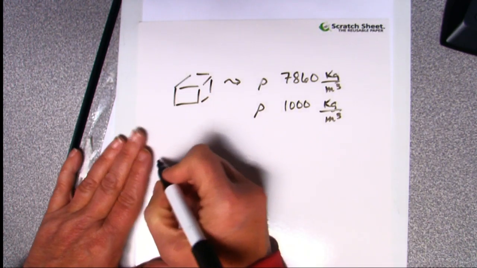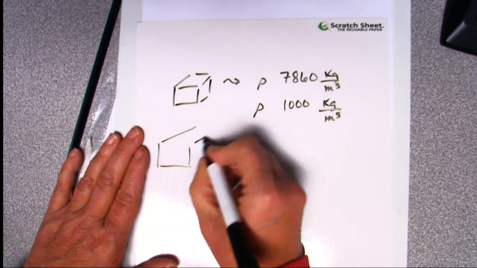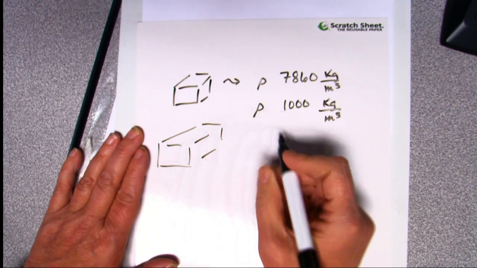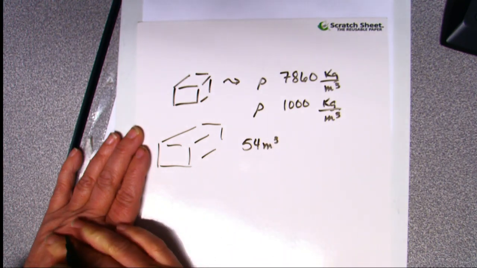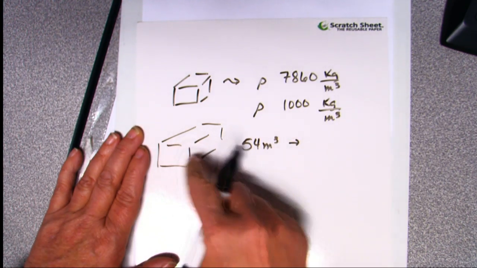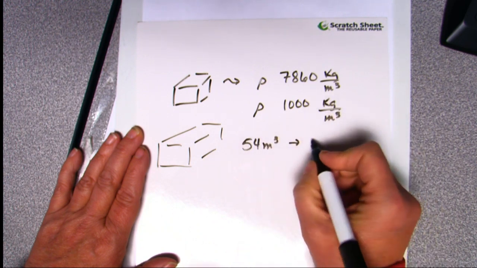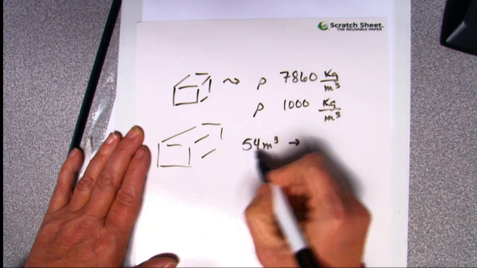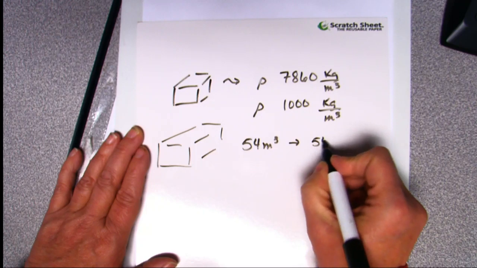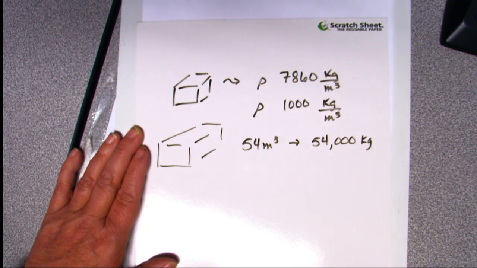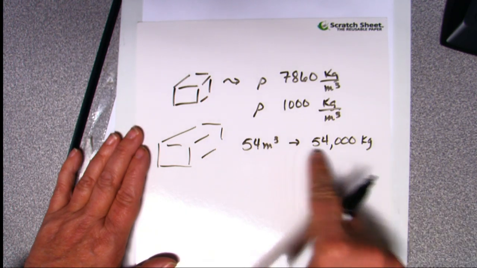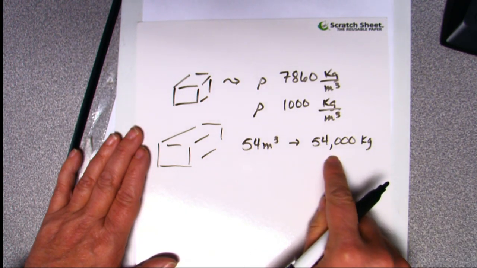But if I use the shell, we did our shell here, that's going to be 54 meters cubed. So the amount of water this shell can be displacing is 54,000 kilograms. So of course it's going to float, because I could be displacing up to 54,000 kilograms.